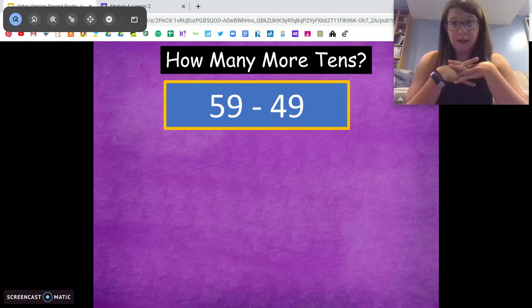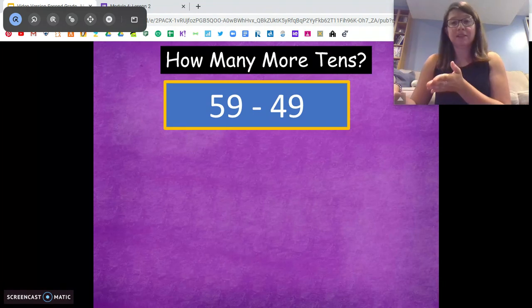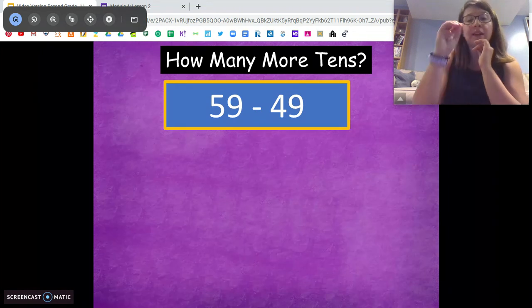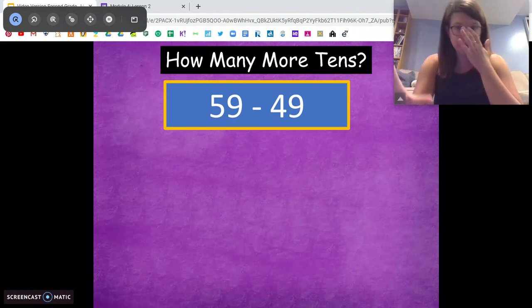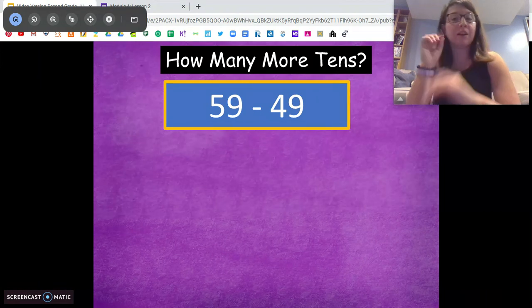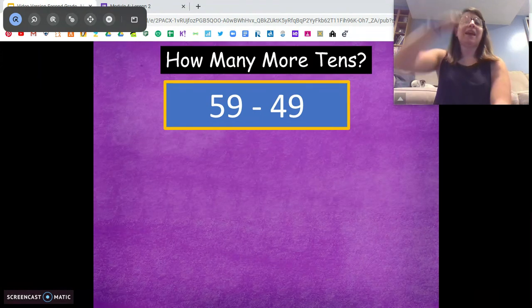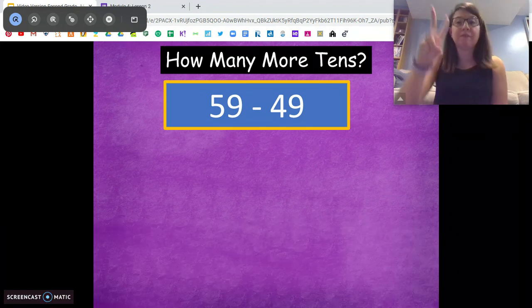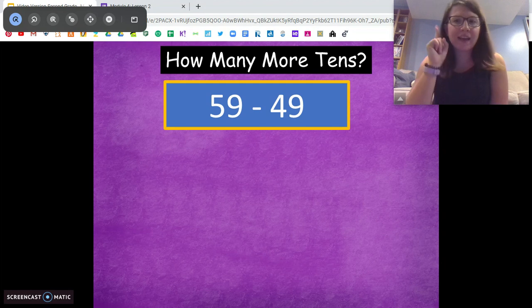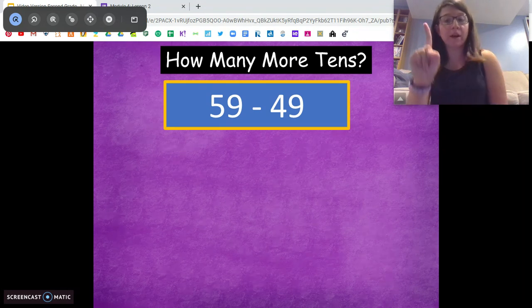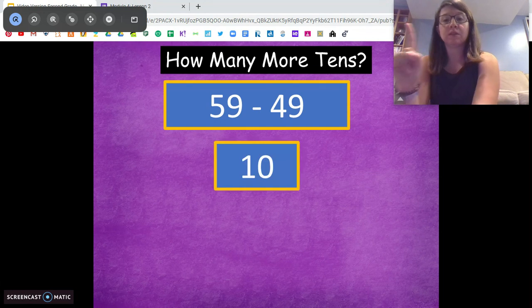59 minus 49. Our 9s, or 1s places, are canceling each other out. We're getting 0. So 49 to 59, what's the difference between those two numbers? Another way to think about it is to be counting up from the lower number to the higher number. So 49, 59. How many 10s did we count up? 1. So it's 1 ten, which equals 10.